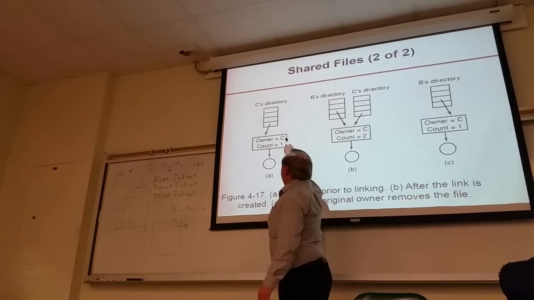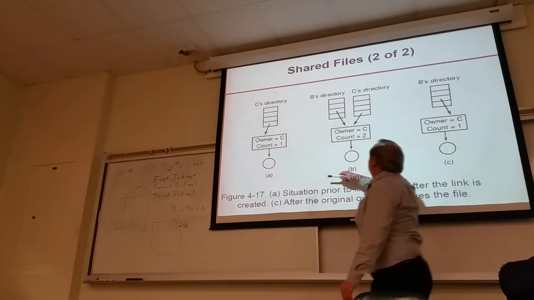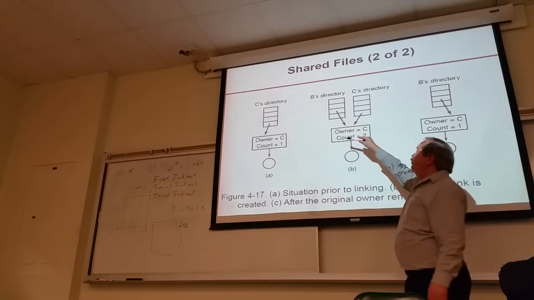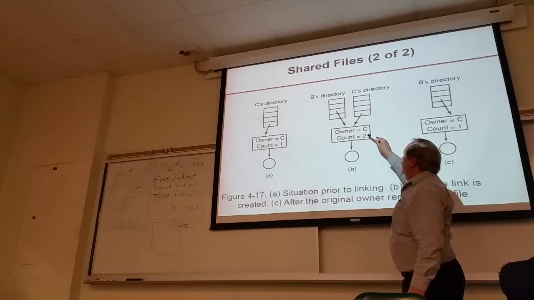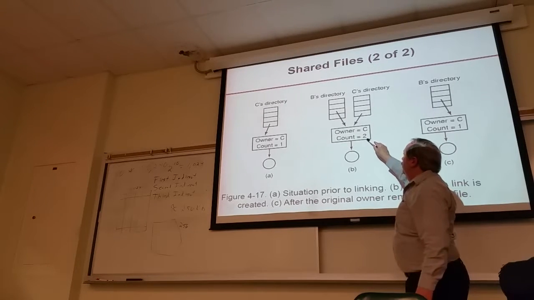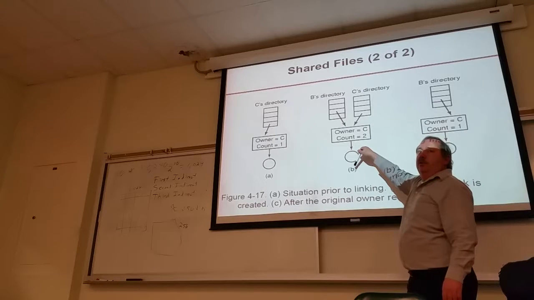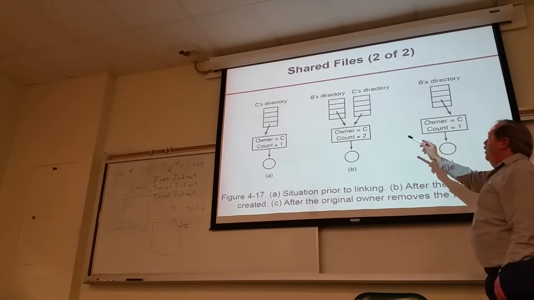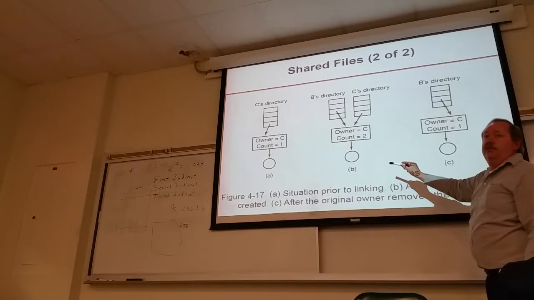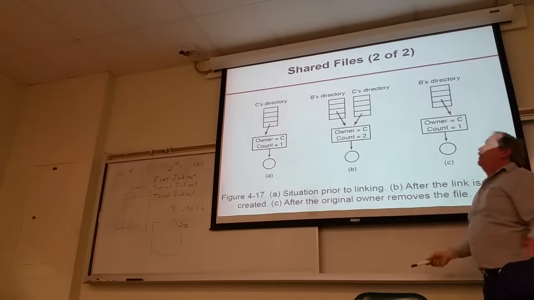Okay, so I have my owner, I have count equals 1, I can delete it, not a problem. But now if B decided it wanted to link to that same file, owner is still C, I increase the count to 2. I now have 2 directory files that are linked to this file here. So that's good so far. But now, if I decide to delete this file, I still can. I'll let this happen.